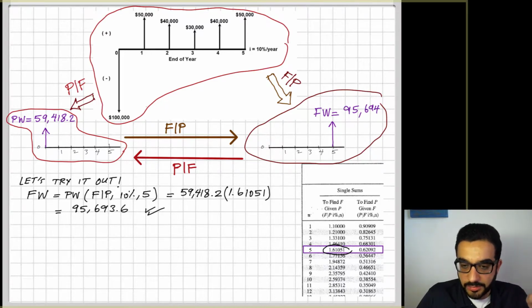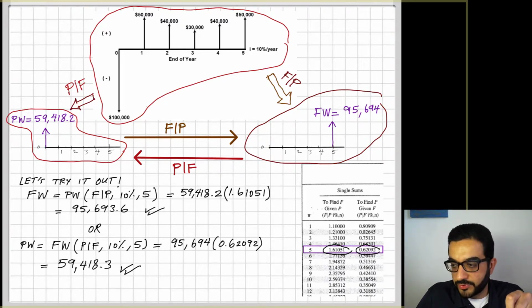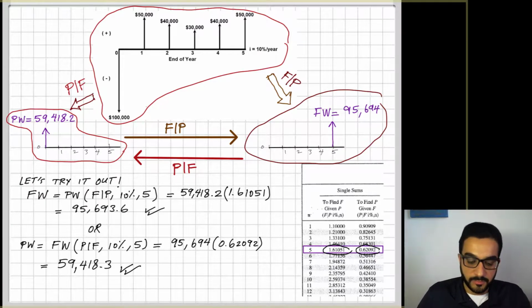If I do it the other way, if I want to calculate the present worth knowing the future worth that I have, I now use the P given F factor. Getting the factor for P given F, which is 0.62092, that will bring me the present worth, the same value that I got from the previous example.